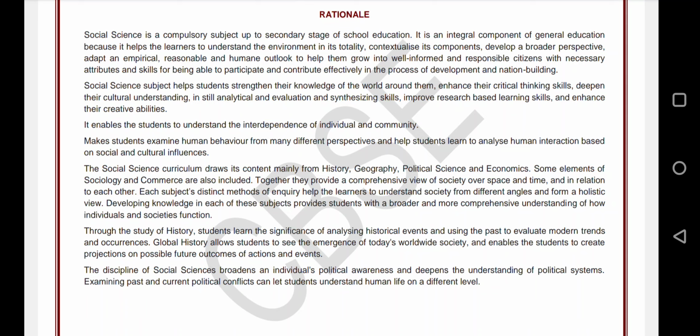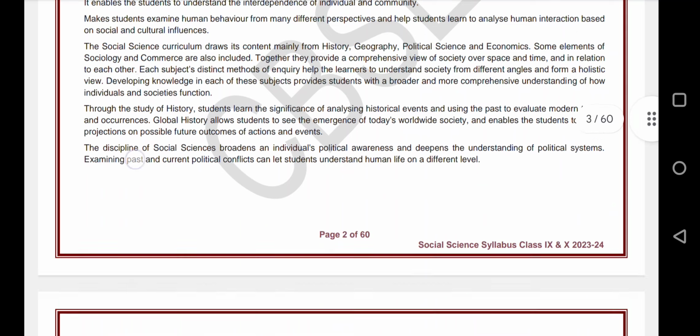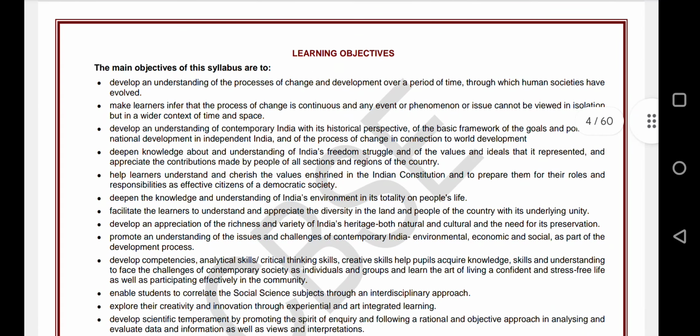And if we see its curriculum, the syllabus, we see that content is from history, geography, political science, economics. There are some elements of sociology and commerce as well. Okay, so these are the things which we are going to learn in this 9th class. So let's go to the next thing, that is the learning objective.